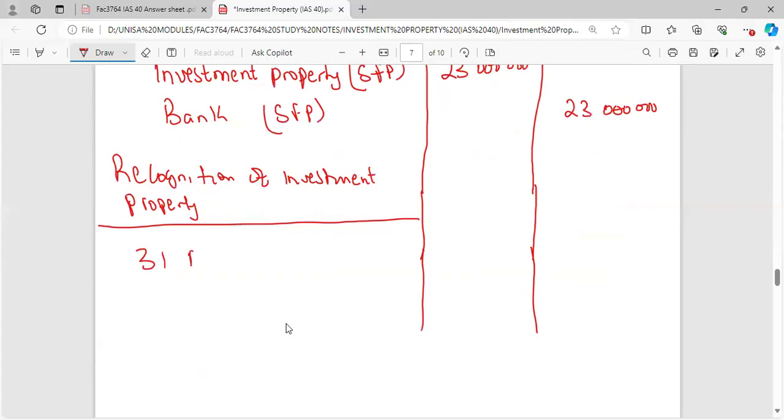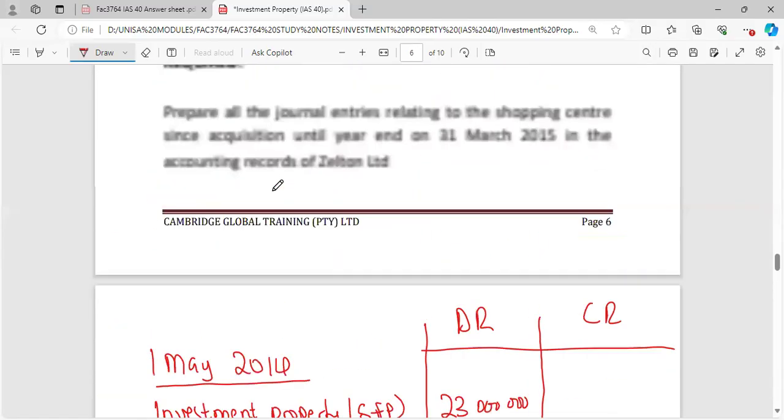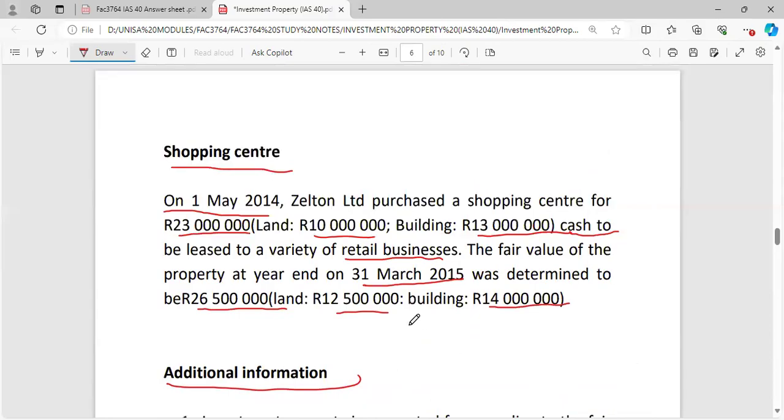31 March 2015. Since we are talking of the fair value measurement, what we are going to look at is the increase in the carrying amount of the investment property. The investment property increased from 23 million to 26 million 500,000. So that's what you are going to record.